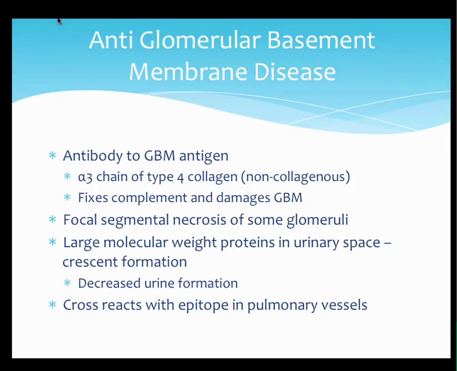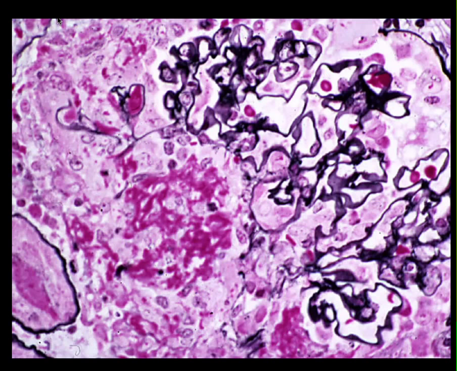And the crescent formation is the main reason why the glomerulus is not forming urine, because of compression of the capillary lumens from the outside. We know that this particular antibody will cross-react with an epitope that is present in the basement membrane of pulmonary vessels, and patients with antiglomerular basement membrane disease will often have marked bleeding from their lungs or hemoptysis. And this actually can lead to death in these patients.